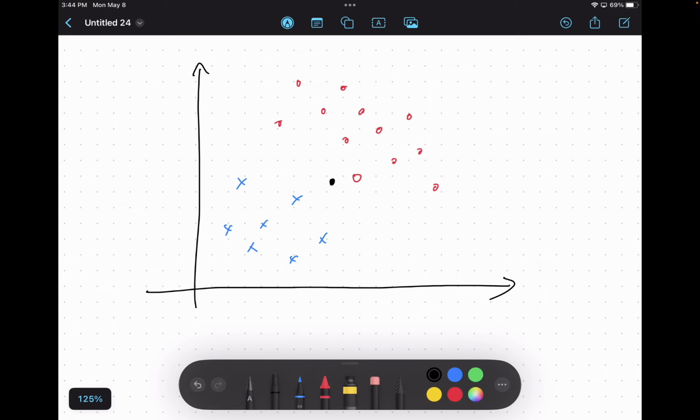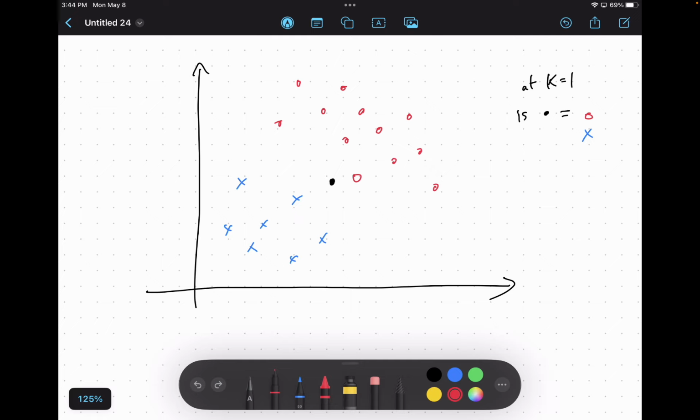So at k equals 1, is our dot equal to that or that? What do you guys think? Red. Okay. So with k nearest neighbors, I'm going to only look at one nearest neighbor. And so that's red. So this guy is red.